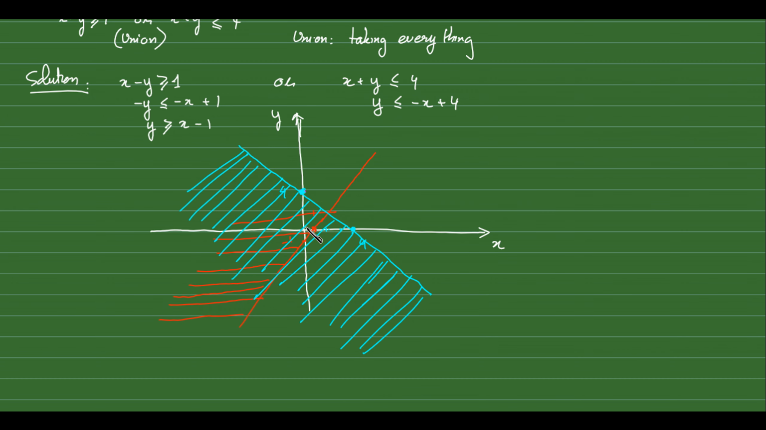The red part is not good. Let me erase all the red part. Even though it looks like it's good because we see that it's greater than, so it's above the line, when we plug in the point, it's not good. So it should be this one. Alright, it should be the other part.